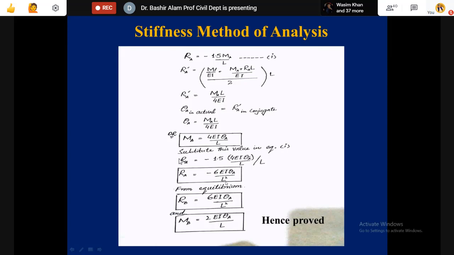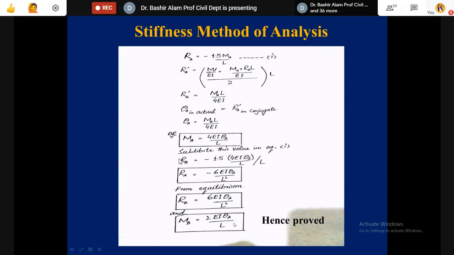Remember the couple we calculated? This is exactly the same. So minus means we need to reverse that direction. And its reaction at A will become 6 EI theta A divided by L square. Now from equilibrium, summation of upward forces and summation of downward forces should be equal, summation of Fy. So it is giving us now reaction at B, 6 EI theta A divided by L. And similarly, we can take the moment at B now and find out its value. So that is coming 2 EI theta A divided by L.